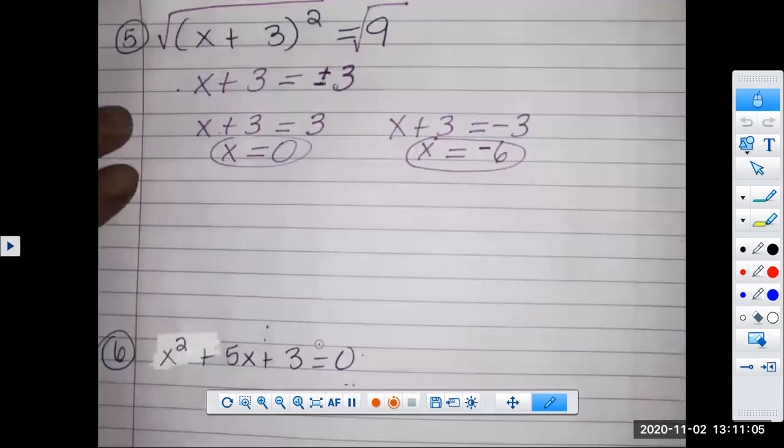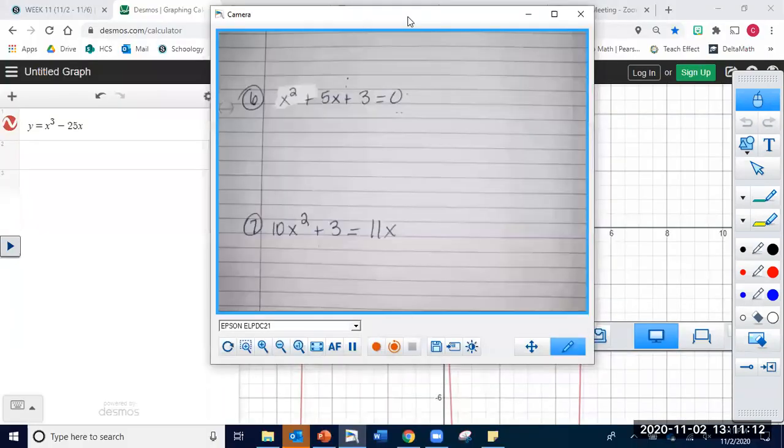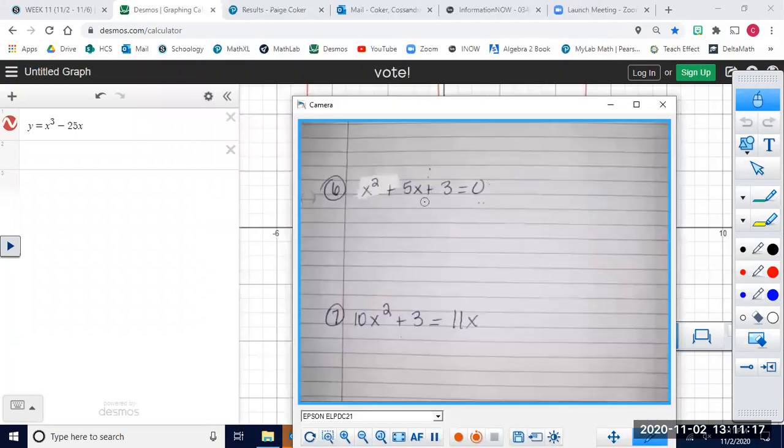Okay, on 6, this one, you have to do the graphing method. Can you tell me why? Why will this not factor? Okay, what are the only factors of 3? 1 and 3. And of course, 1 plus 3 or 1 minus 3, either combination will not make what? 5. So this one will not factor.